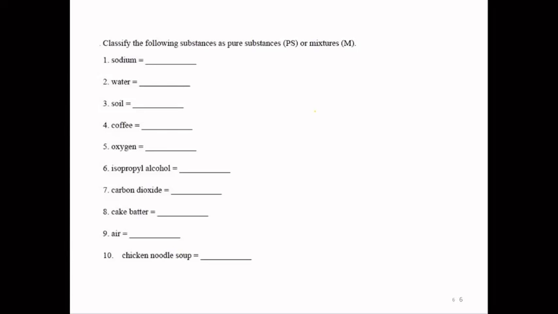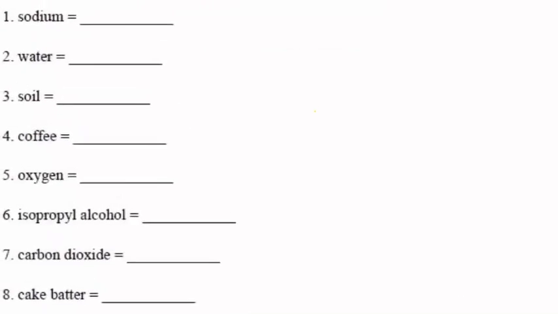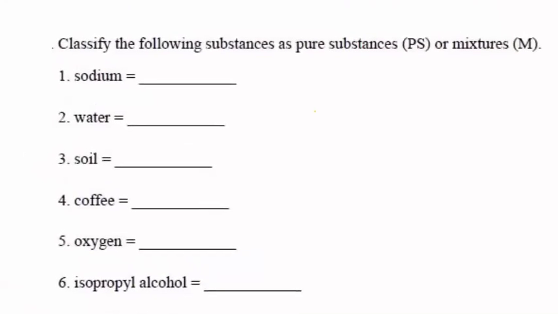Okay, let's get started. As we go through these, we're going to utilize PS for pure substances and M for mixtures, okay? And we're going to put the answer in the chat. Let's get started. Sodium. What's the classification for sodium? Excellent job, you guys. This is a pure substance. This is an element.